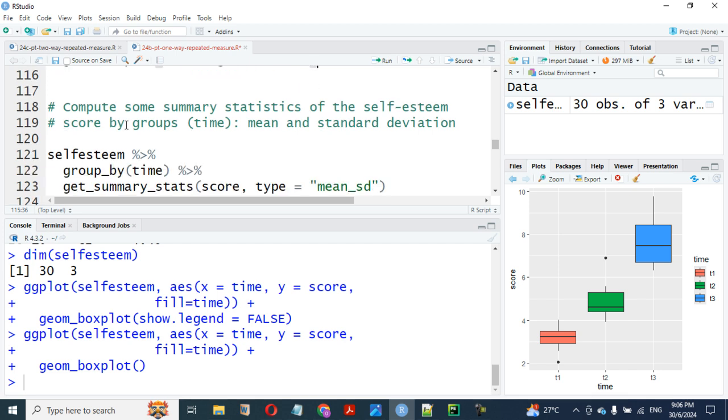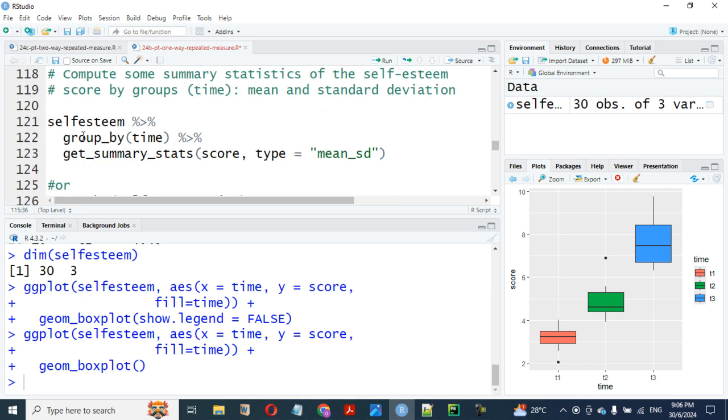So now let's compute some summary statistics of the self-esteem score by groups. Our group now is time. Don't forget, our factor variable is time. Then we want to look at the mean and standard deviation. All right, so we can run our piping again on self-esteem.